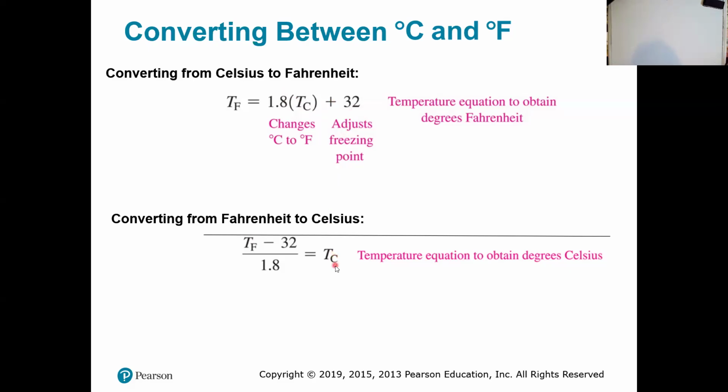If we're starting off with a Fahrenheit temperature and we want to change it into a Celsius temperature, the first thing we have to do is subtract 32 so that we're adjusting that freezing point. Then we take that number and divide it by 1.8 so that we make the size of our degrees Celsius sized again. That's how we take our Fahrenheit temperature and turn it into a Celsius temperature.